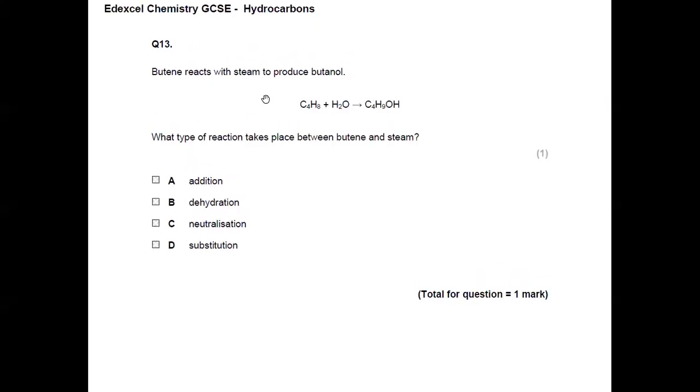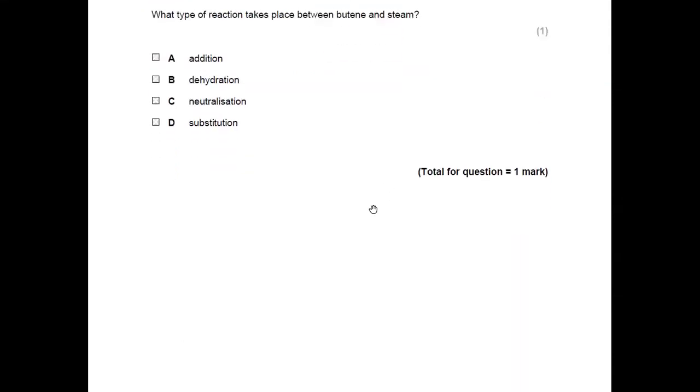Butene reacts with steam to produce butanol. Which type of reaction takes place between butene and steam? Addition reaction.